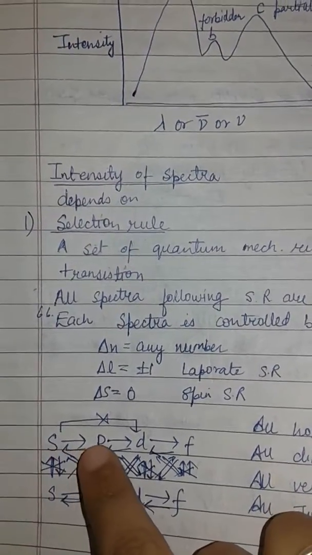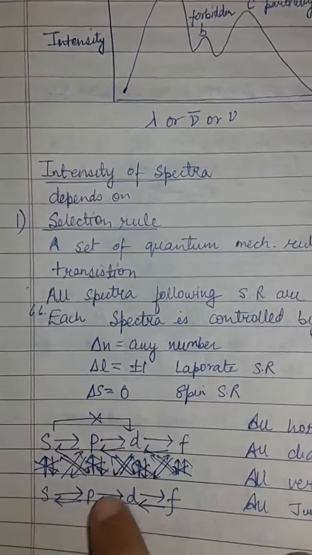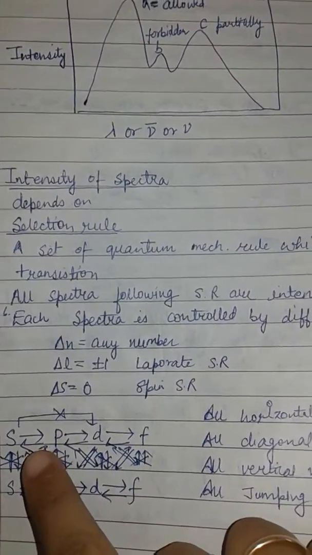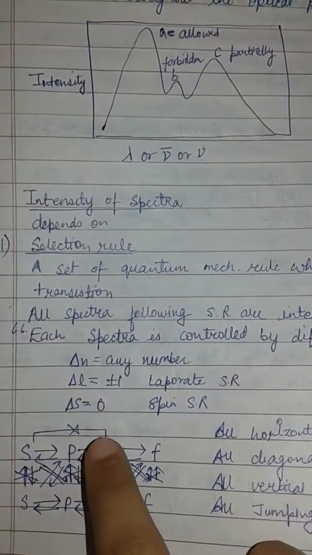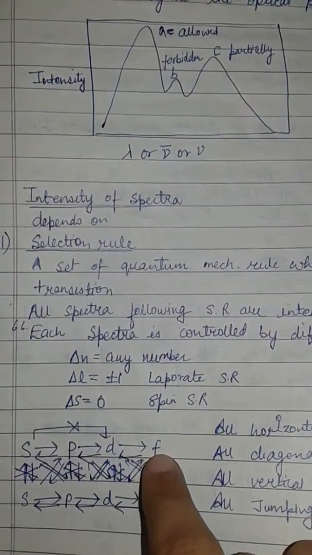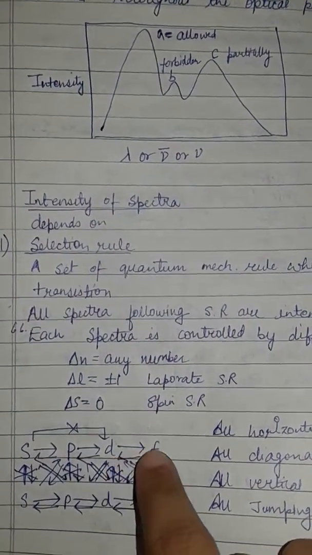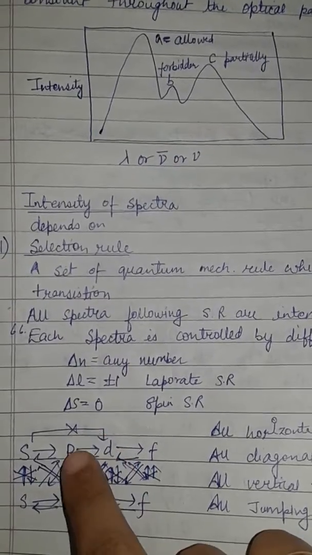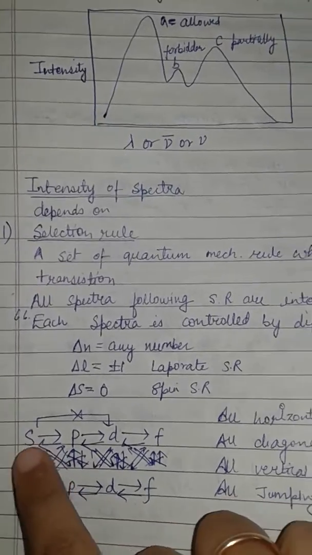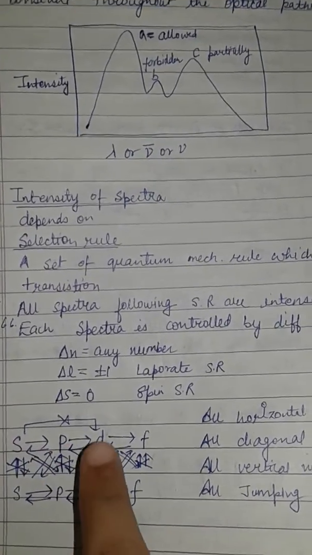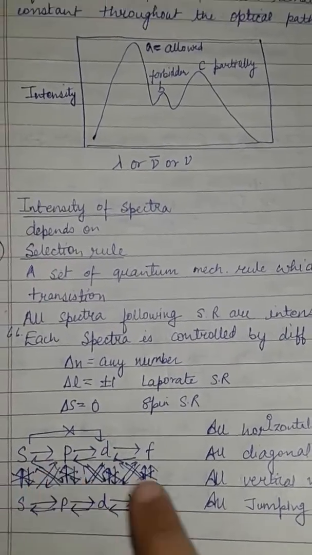For example, if we write SPDF, then all the horizontal are allowed. Example S P, or P to D, D to F, or F to D, D to P, or D to S. All diagonal are allowed. Example S to P, P to D, D to F, or vice versa.